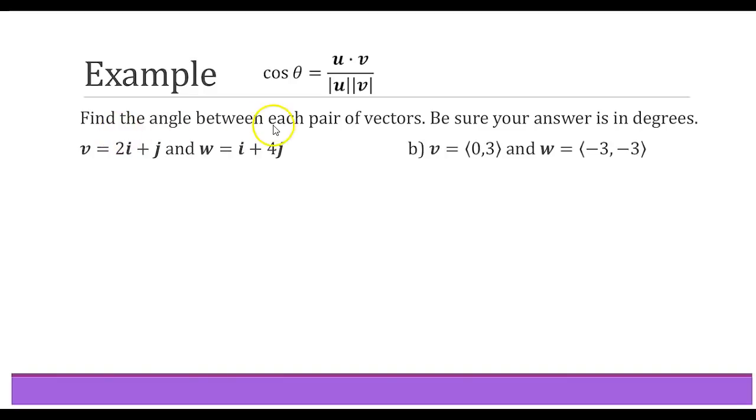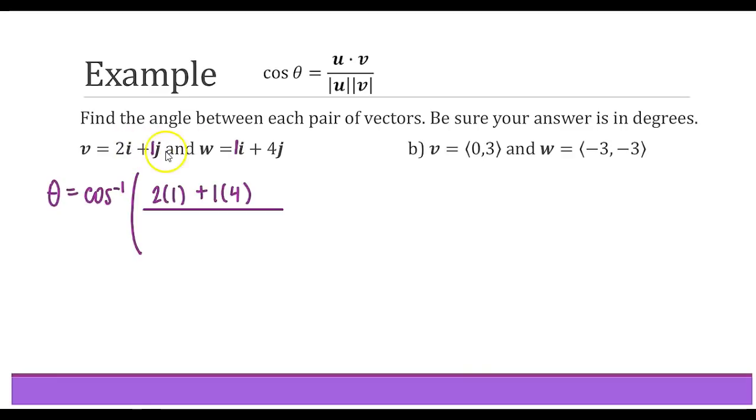So in this example, we're going to find the angle between each pair of vectors and leave our answers in degrees. So this is really going to apply two different concepts. We need the dot product and we need the magnitude here. So I'm going to go ahead and go straight to theta is equal to cosine inverse, and then I'm going to leave kind of a big set of parentheses here. In the numerator is going to be the dot product, u dot v. So that's going to end up being 2 times 1, there's a 1 right here, plus 1 times 4, so that is my dot product, over the magnitude of each individual vector.